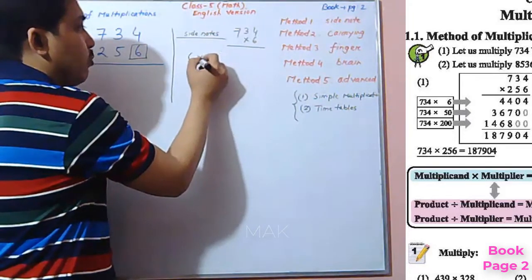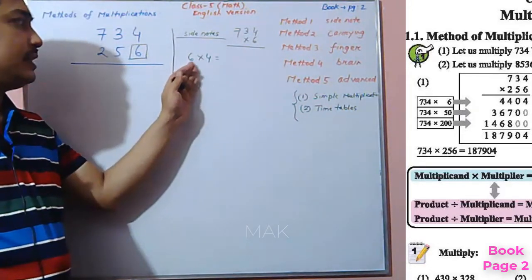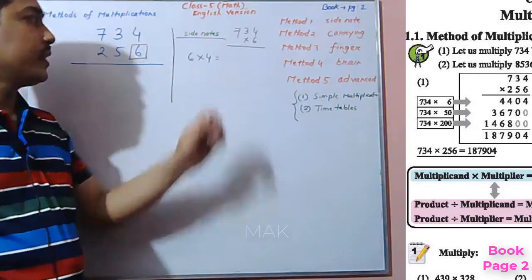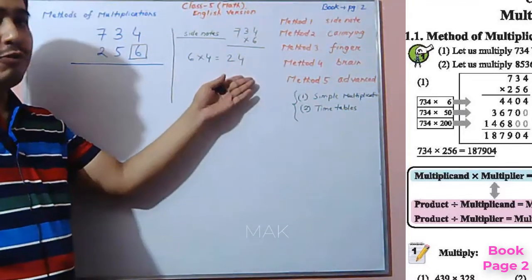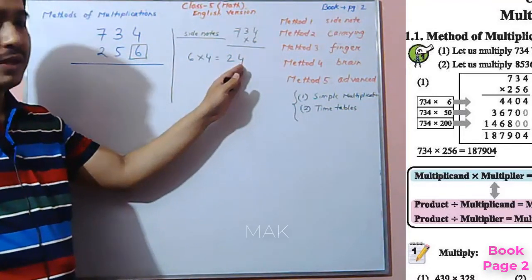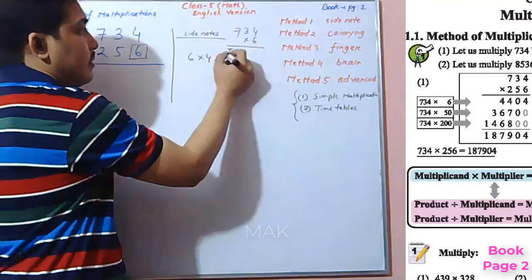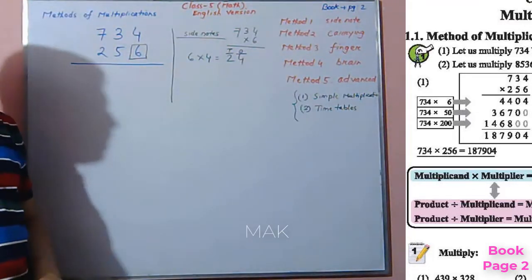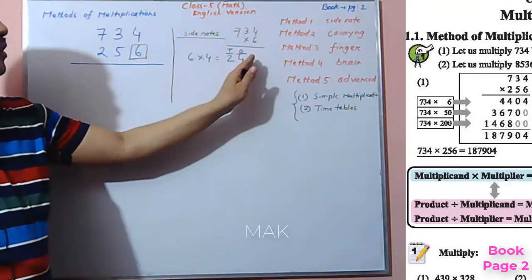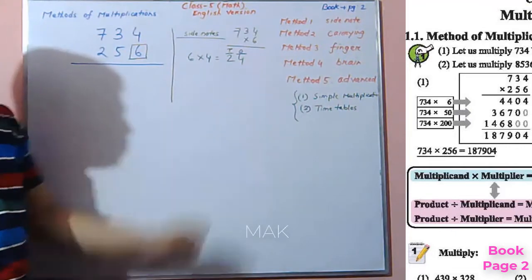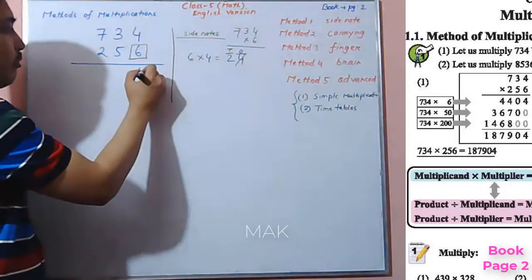If you multiply 6 with 4, what would be the result? Timetables of 6: 6 times 4, the product would be what? Obviously it is 24. So in 24, the 4 is in the 1st position and the 2 is in the 10th position. Which one are we going to take out of these two digits? We are going to take the right digit, which is 4 here. So take 4 and cut it out, and write here 4.